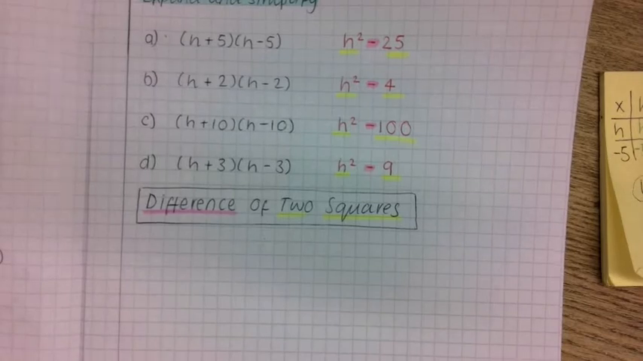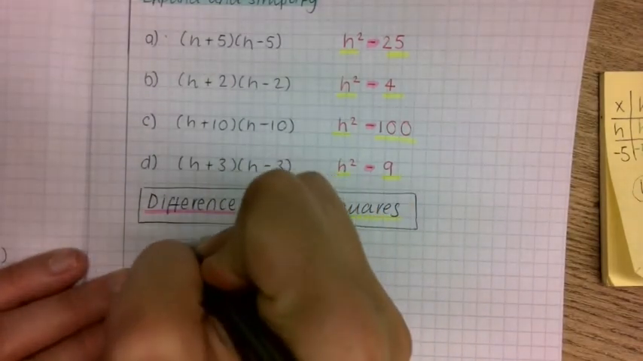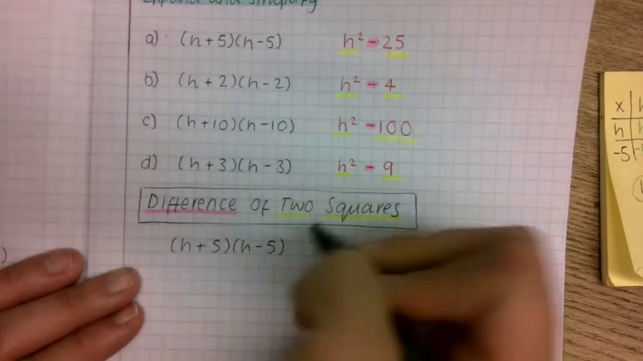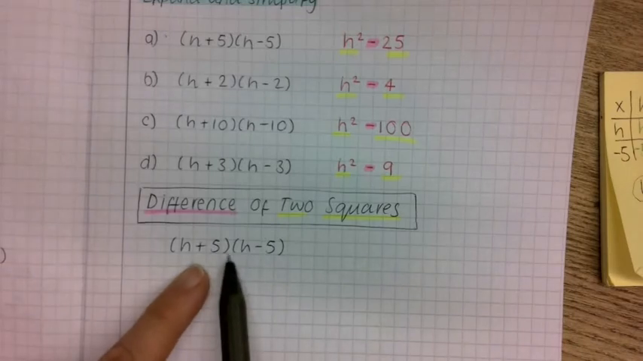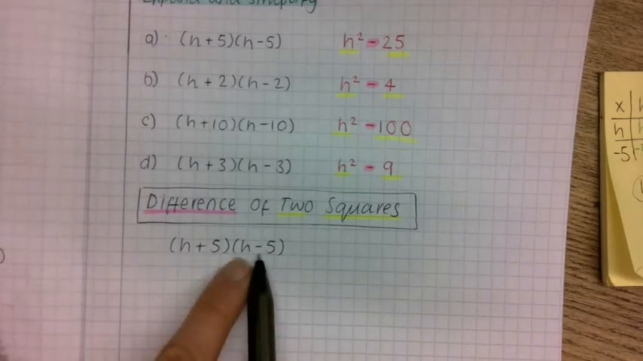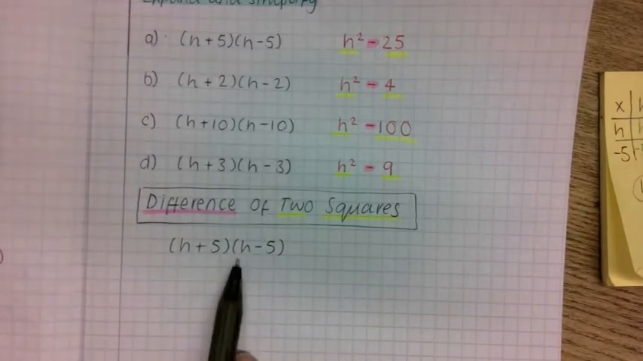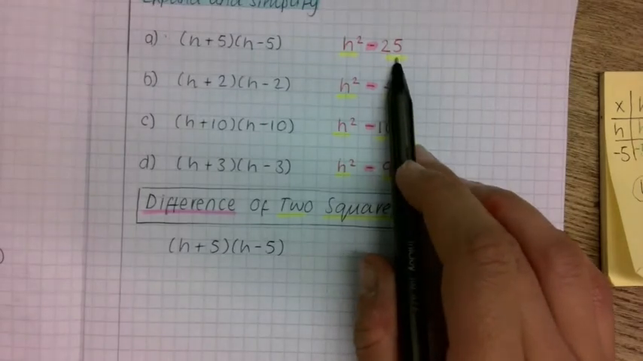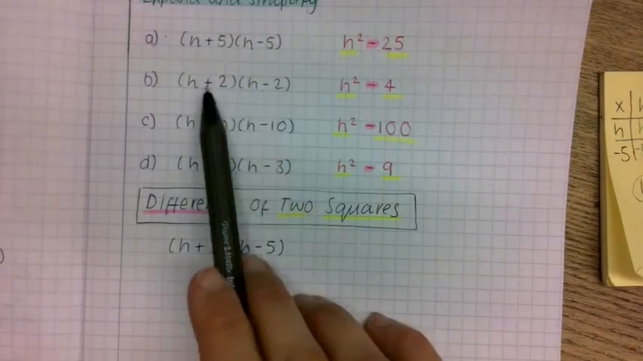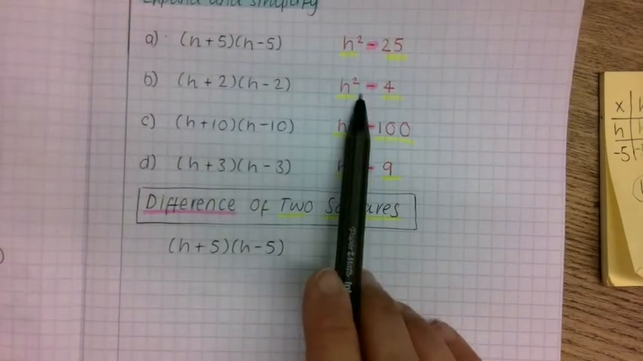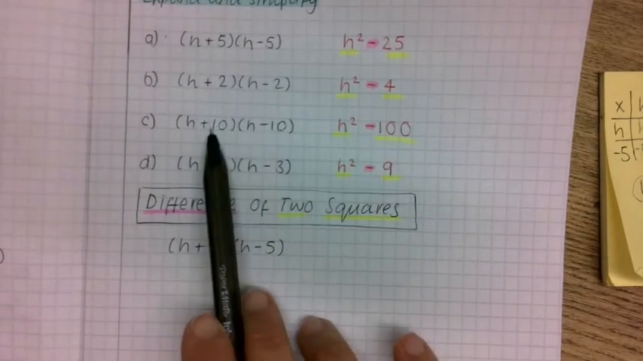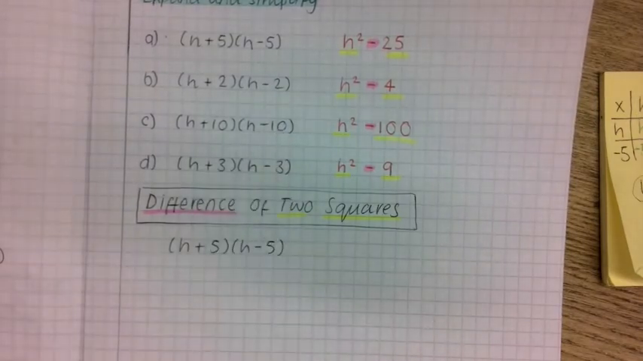So I'm just going to copy question A down, which was h plus 5, h subtract 5. So these brackets are basically the same, right? But we have the positive and the negative here. And that led us to this answer. And the same for this one, we had h plus 2, h subtract 2. So we had the positive and the negative, and that led to one of these expressions, the difference of 2 squares expressions, with plus 10 and minus 10 and h plus 3, h minus 3.